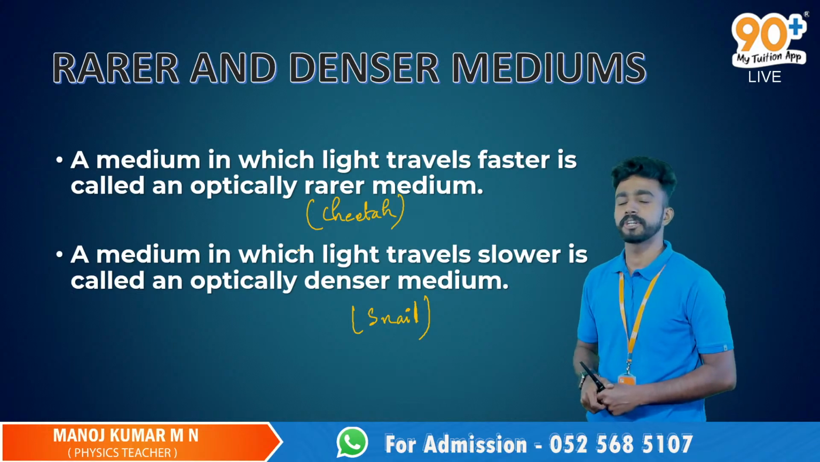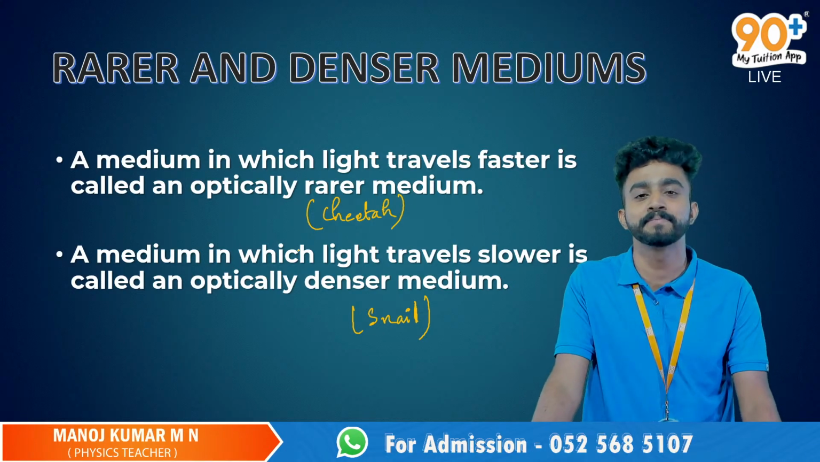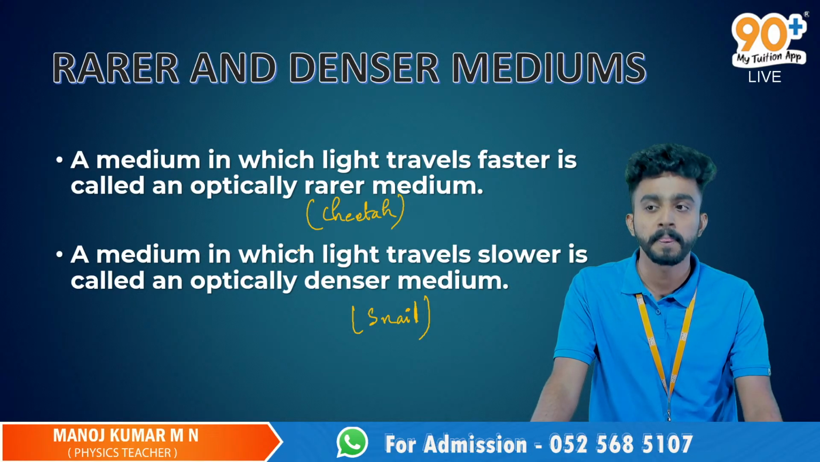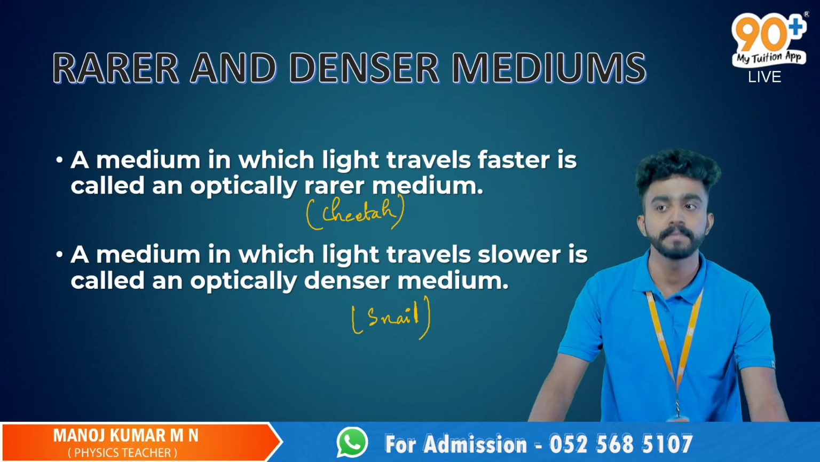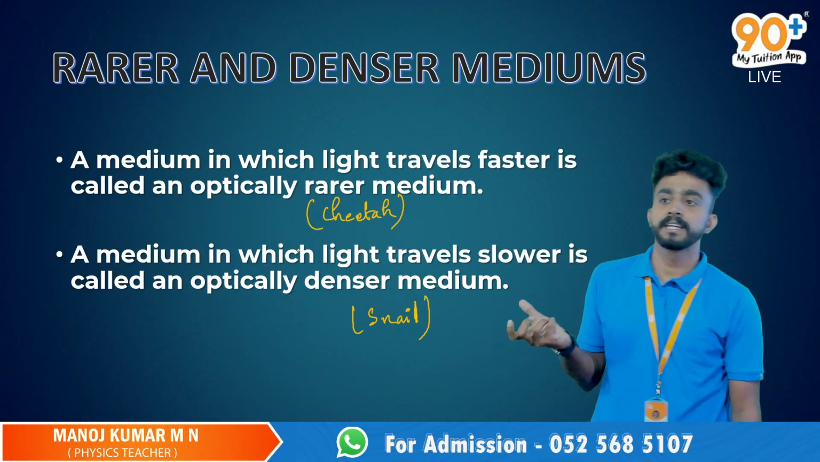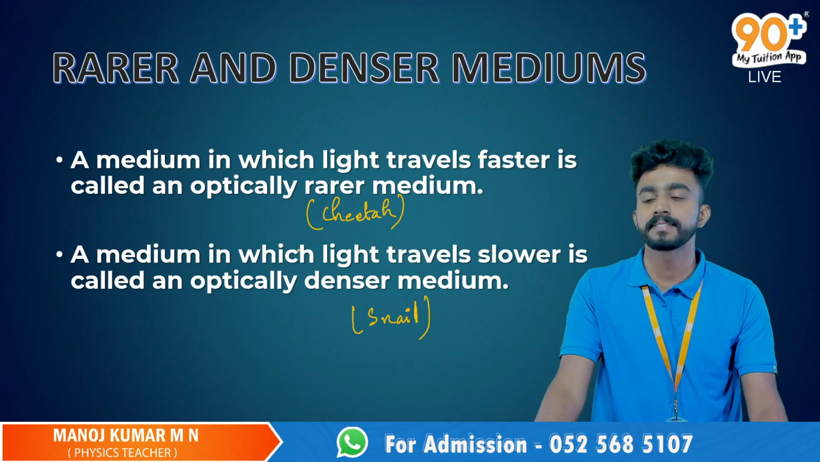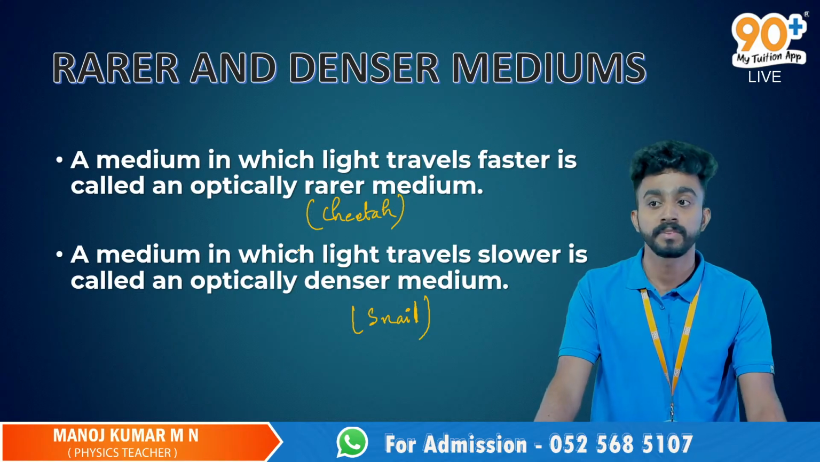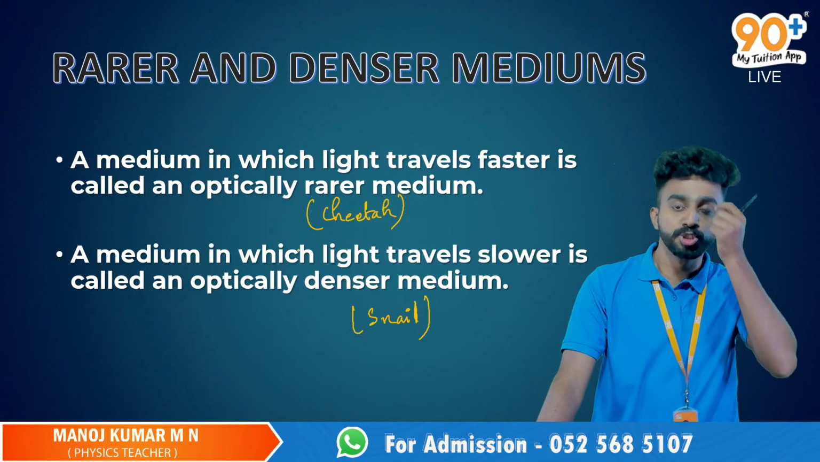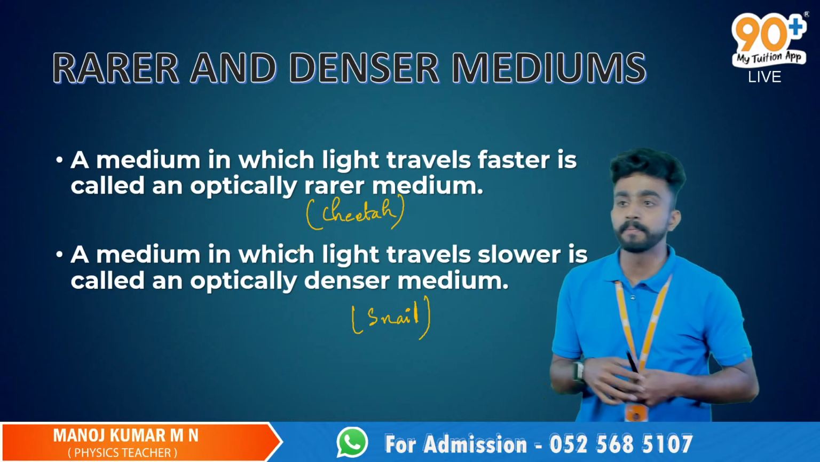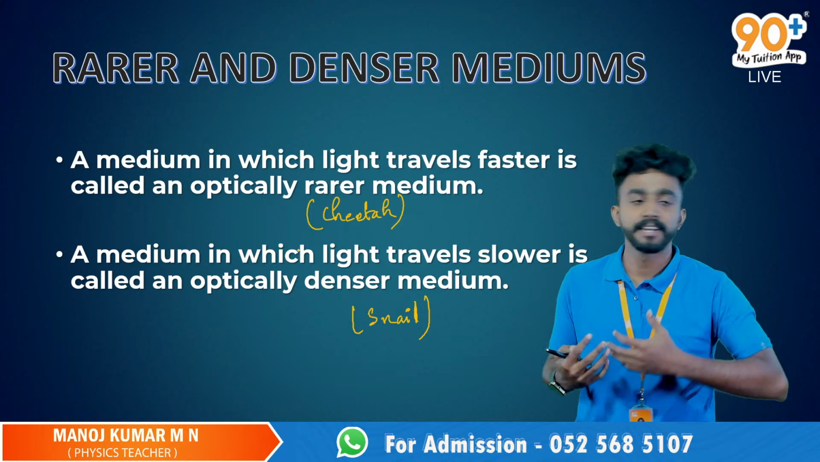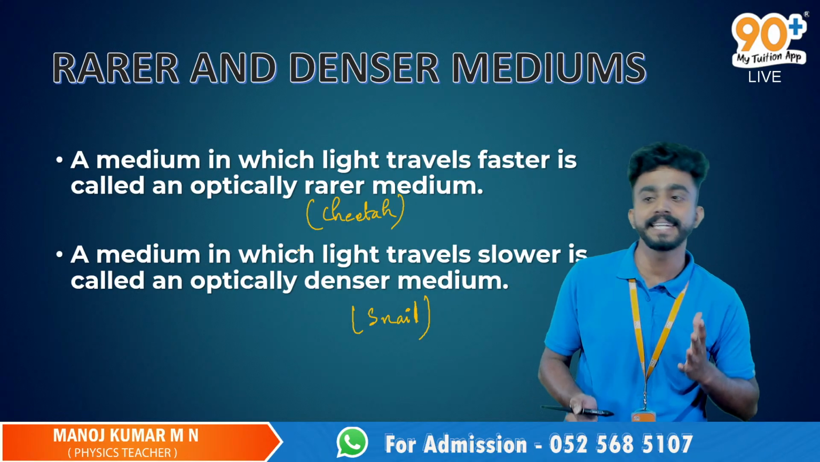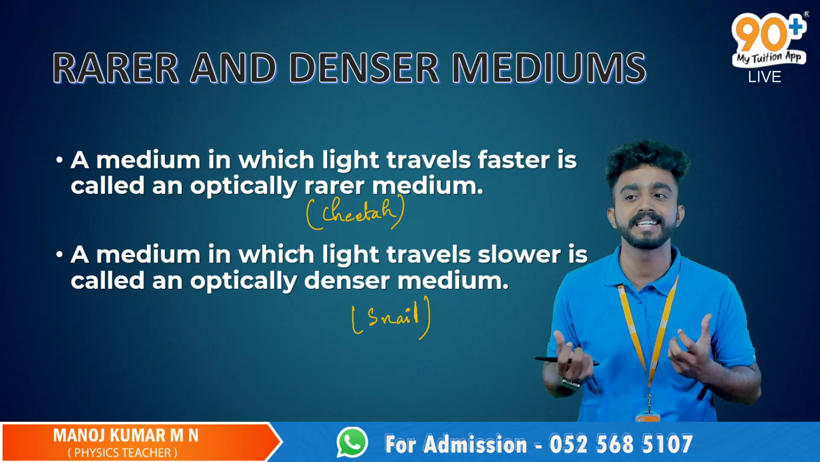Sridhar, understood what is rarer medium and denser medium? I know you joined late, but tell me, in the case of rarer medium, what happens? The light travels faster, right? So in that particular medium, light has some free air to pass through it. Light can bend easily because the particles inside it are not densely packed.